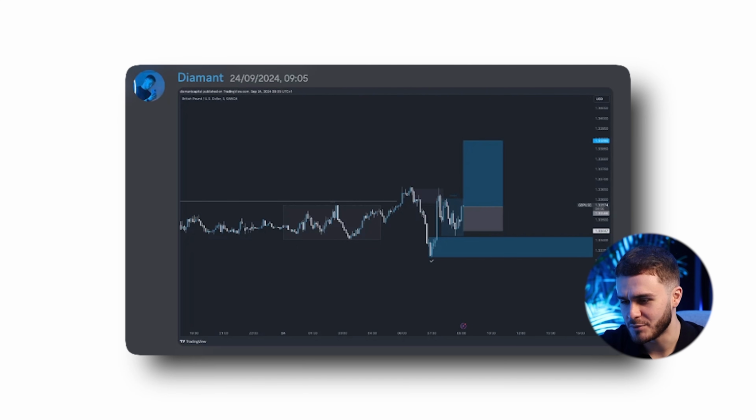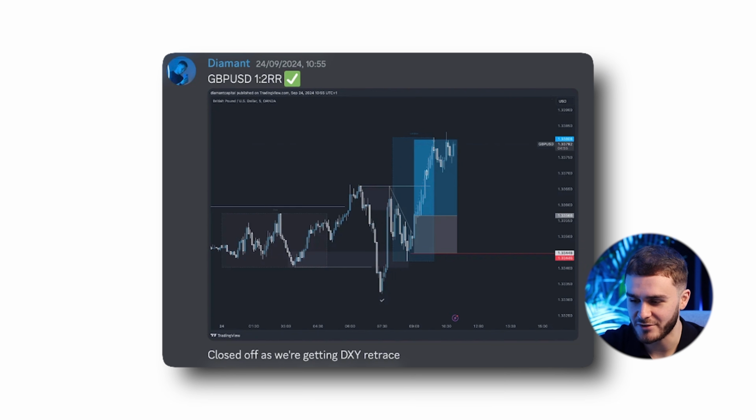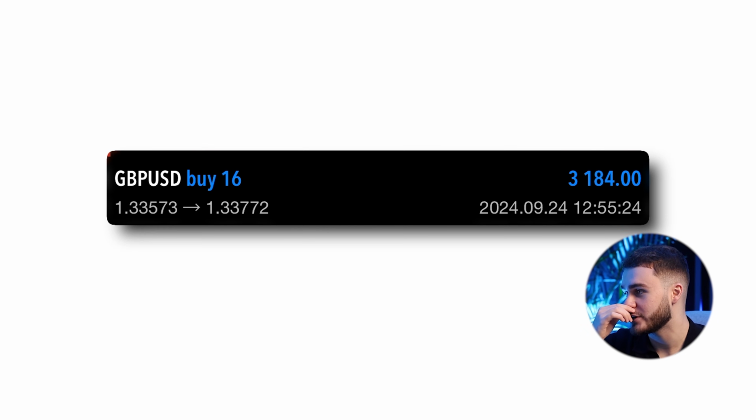So that is going to be GBPUSD, where we made, how much was it? I'm going to be adding, obviously, the MT5 screenshot, just over 3K on this trade. So yeah, let's get on to example number 2.